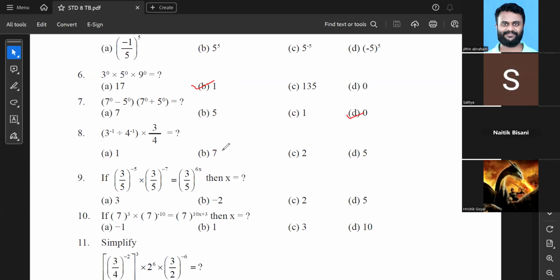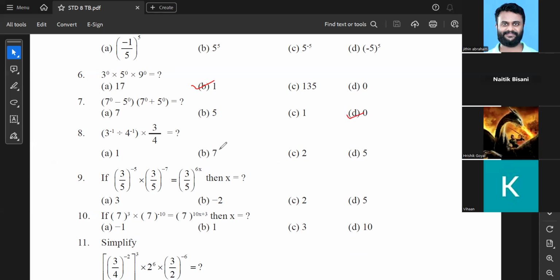I'll give you a minute. Try solving and let me know the answer. Sir, 1. Okay, that's great. For others, I'll do one thing. I'll just solve this for others, so that everybody is on the same page.